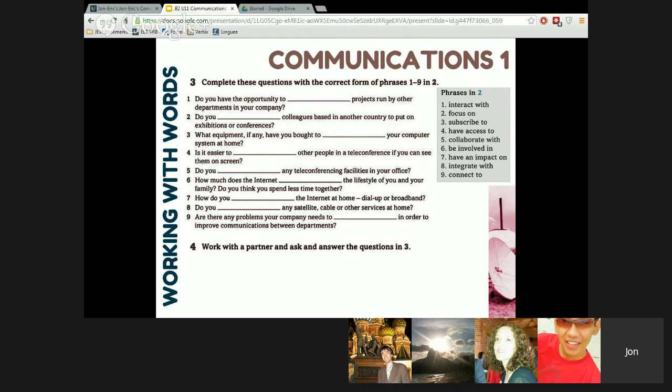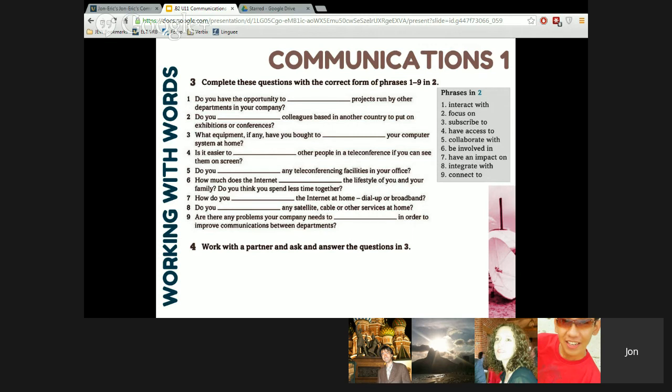Okay, so Yuki, let's try the fourth. It is easier to blank other people in a teleconference if you can see them on screen. Like here in Verblink. Yes, it is easier to interact with other people. That's right. Easier to interact because you can see their faces. Okay, let's go a little faster this time. I think you got the hang of it.